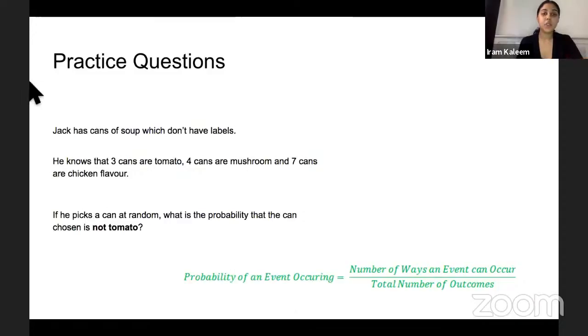Jack has cans of soup which don't have labels. He knows that 3 cans are tomato, 4 cans are mushroom, and 7 cans are chicken flavored. If he picks a can at random, what is the probability that the can chosen is not tomato? Again, I've put the formula at the bottom, so I'm going to give you a moment to have a go yourself first.